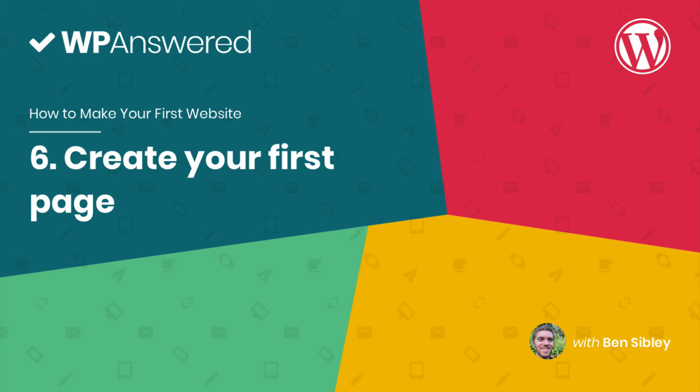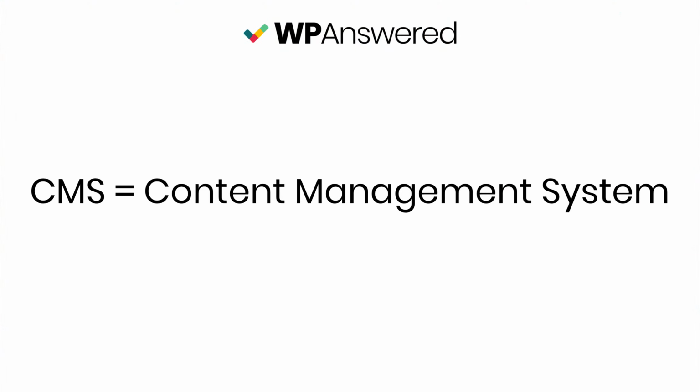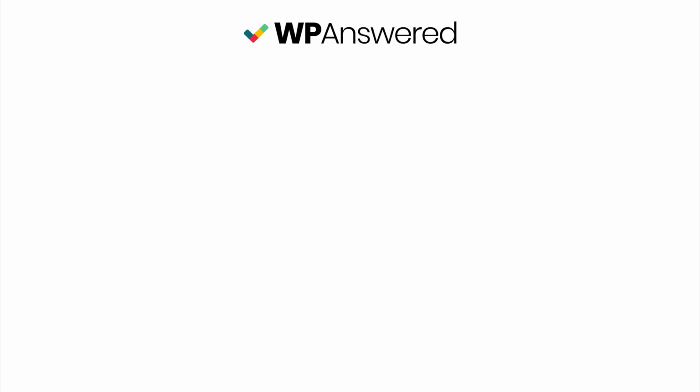By the end of this video, you'll know how to use the WordPress editor and add new pages to your site. Let's get started. WordPress is a CMS, and that stands for Content Management System. So the most important thing you can do with WordPress is to create and edit content. In WordPress, the two main forms of content are posts and pages. In this video, you'll create your first page, and soon you'll be making your first post too.